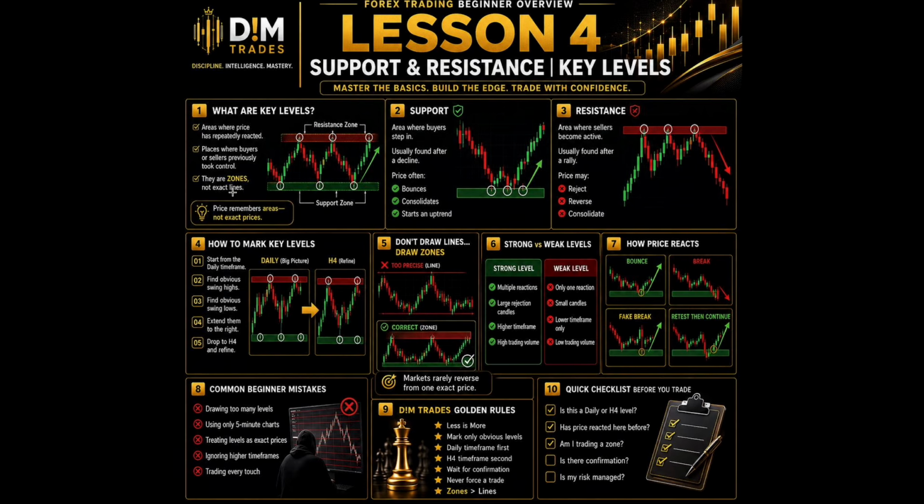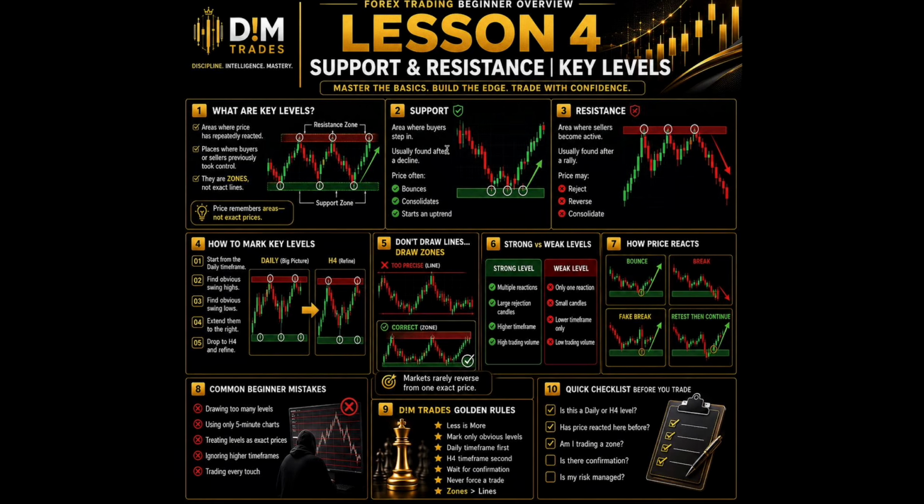They are not exact lines. So this is an example. We have a resistance zone and we have a support zone. Support are areas where buyers step in. They're usually found after a decline. In simple English, support is like something supporting price, like a floor level, a balanced surface supporting something, holding it firm.